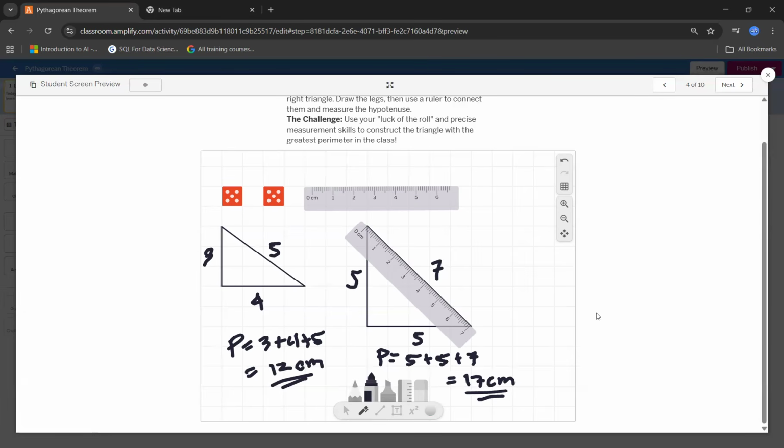But do you think there are still other numbers that will give a perimeter higher than 17? You can share your answer in the comment section.